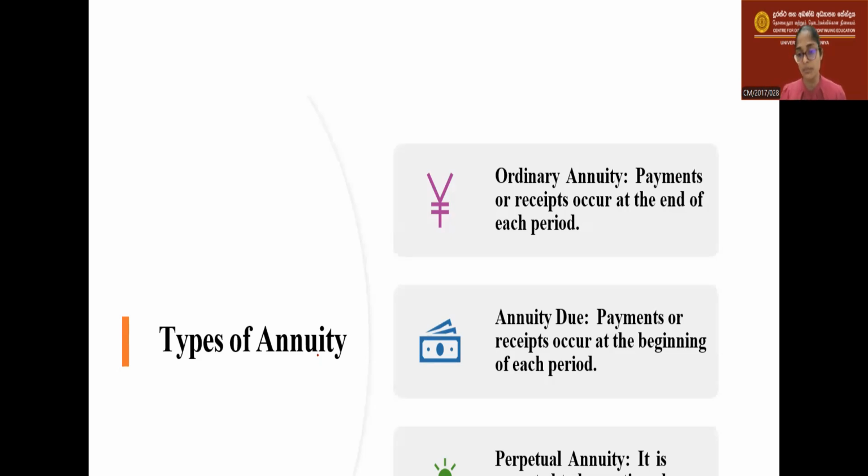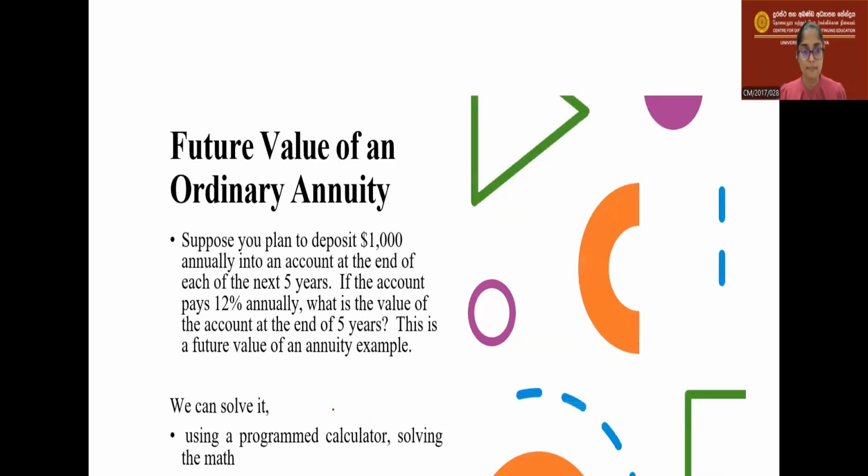So perpetual means it's expected to continue forever. You can't just say for 10 years or 20 years. It continues forever, right? It is expected to continue forever.